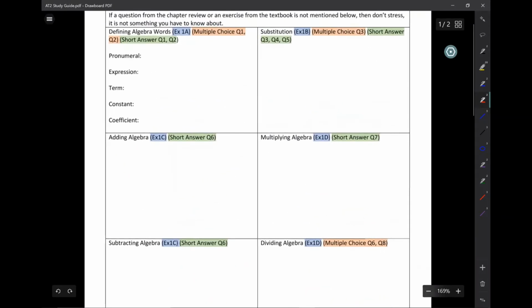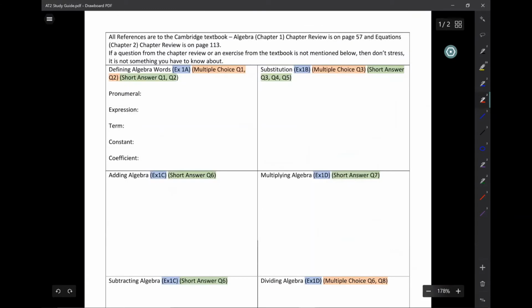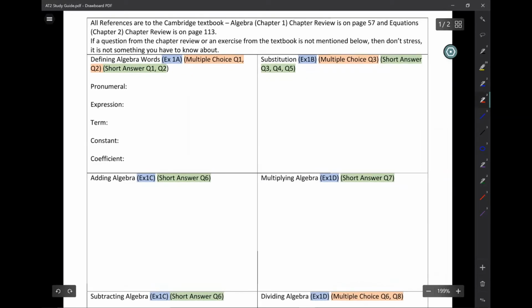The other thing I want to go through with you, Year 8, is this study guide that we will give you. You'll find a Word document called AT2 Study Guide attached to the assessment notification on iLearn, and your teacher will also give you a paper copy of one of these in class. But I'm going to go through with you now how to use it.